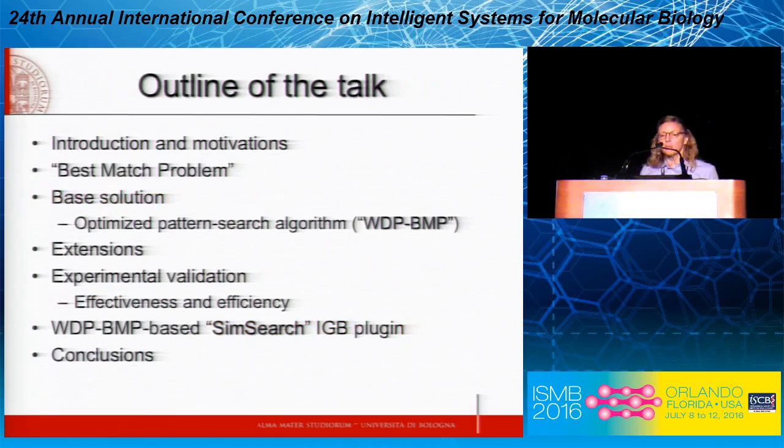So, really quickly, my outline. After some motivation of the problem, I will introduce the problem we tackled, which we call the best match problem, together with a base solution that consists of an optimized pattern matching algorithm. And I will present many different extensions of the base solution, together with an experimental evaluation. And finally, I will show you how, on top of our algorithm, we developed a desktop application that we call SimSearch as an IGB plugin.